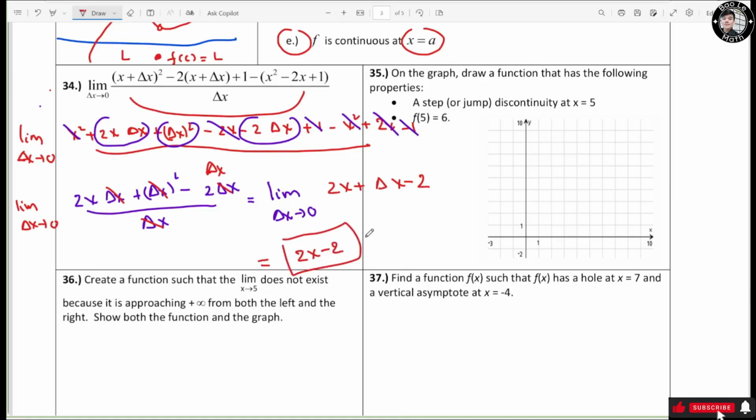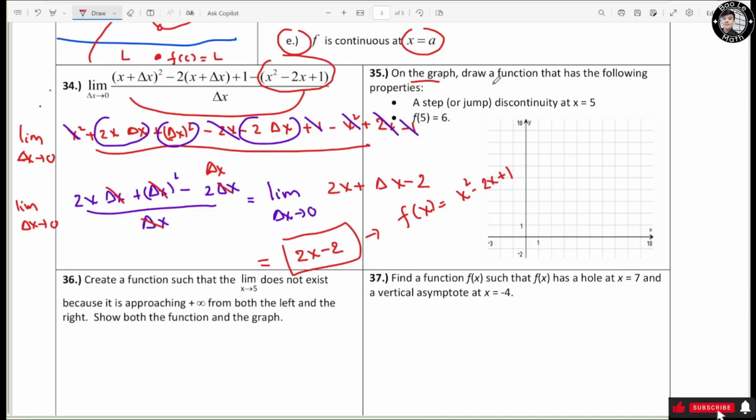And this is actually the derivative of the function f of s, when f of s equals s squared minus 2s plus 1, right here. Now let's move on to question 35.